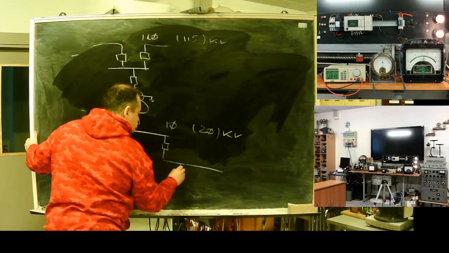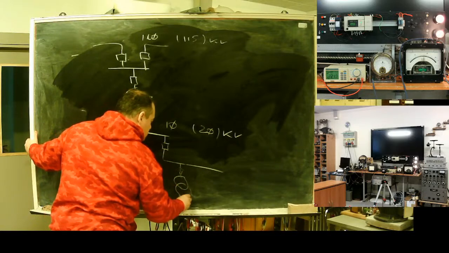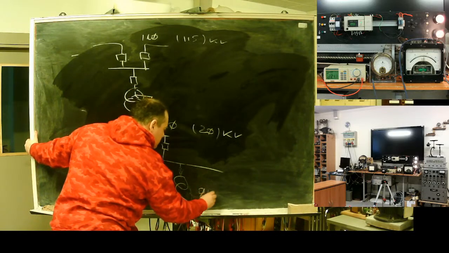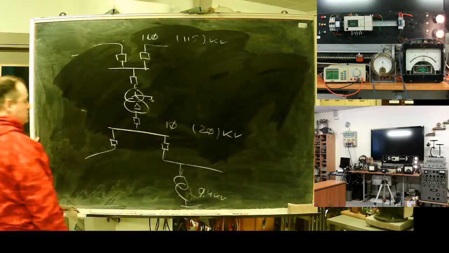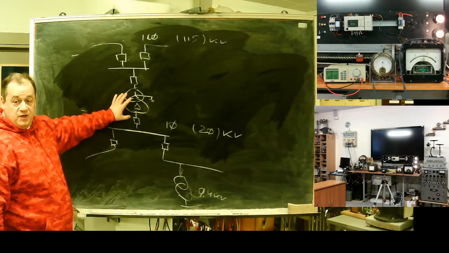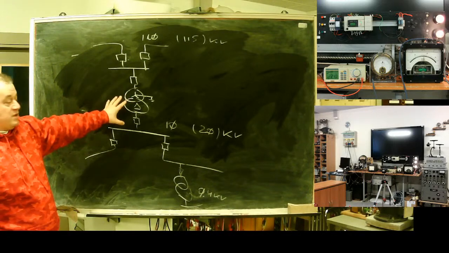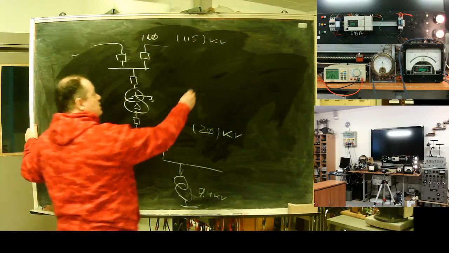Then we have a transformer and 0.4 kilovolt. It's our customer network. But our point of interest is this transformer. This transformer is adjustable.